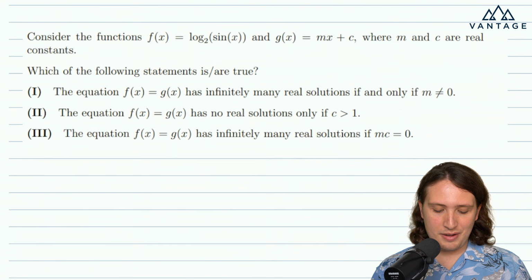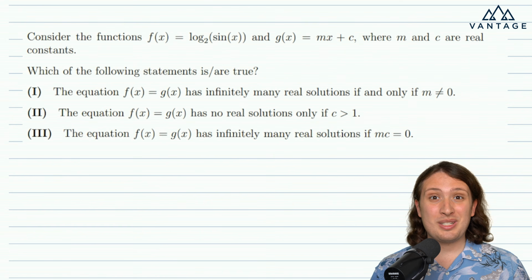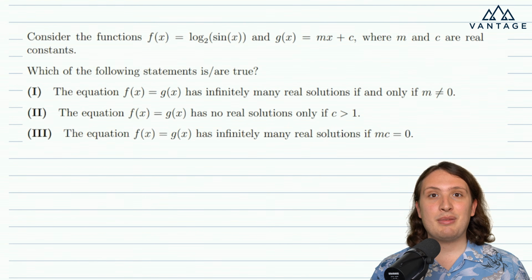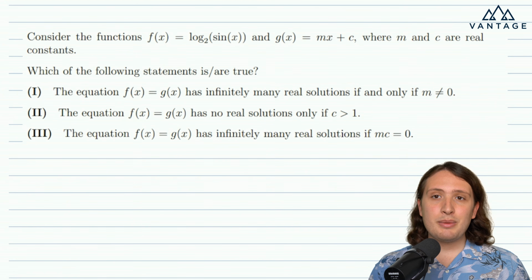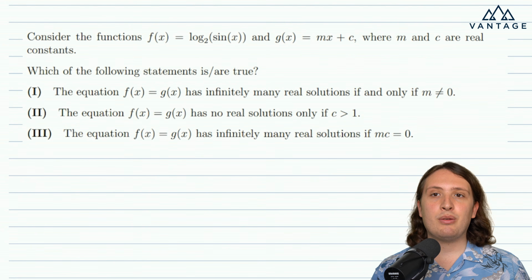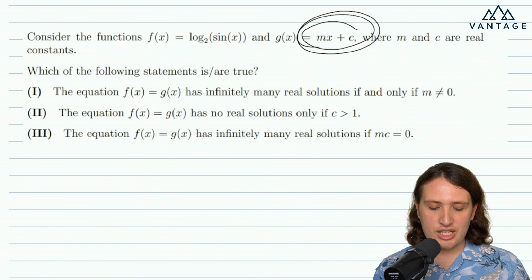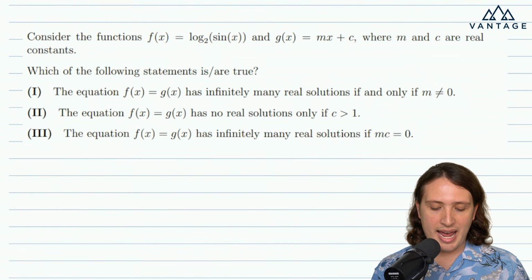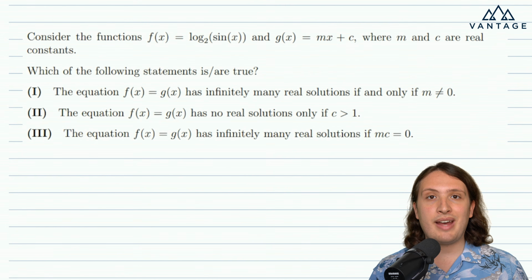So we have an if and only if, so that's of course the same as necessary and sufficient. We have an only if, which of course is the same as necessary, and we have an if, which of course is the same as sufficient. So essentially all of these claims are talking about the number of solutions to the equation, which really means the number of intersections between an arbitrary straight line, so mx plus c is just some straight line, and the graph f of x equals log base 2 sine of x.